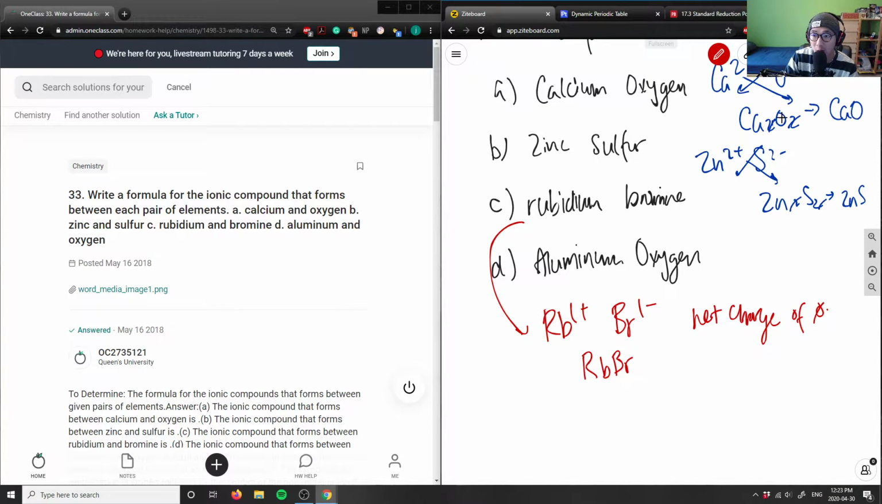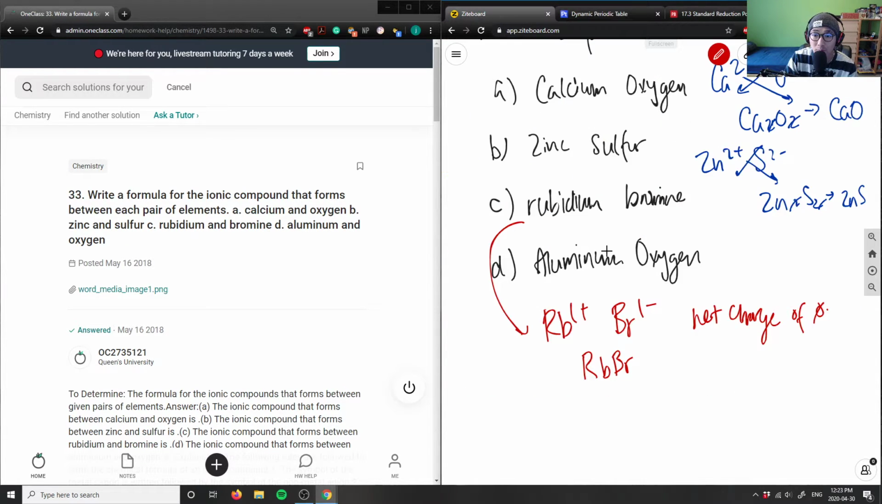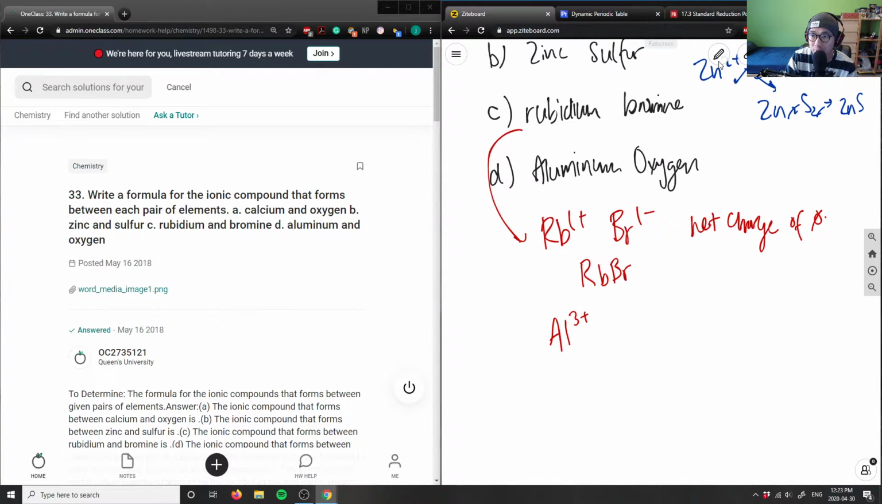And finally, aluminum and oxygen. I'm going to look back at my periodic table for aluminum. Aluminum lies under group 13, so this here is Al. It's going to have a charge of 3+. We know oxygen from before has a charge of 2-. Again, I want a net charge of 0. I have 3 positives and 2 negatives here. If I add the two numbers up, I get a net charge of +1, which is no good. I want a charge of 0.